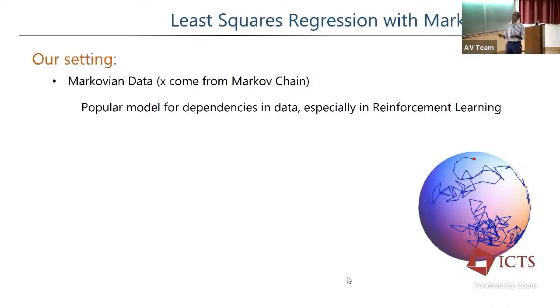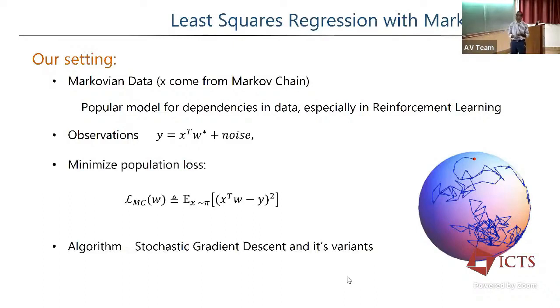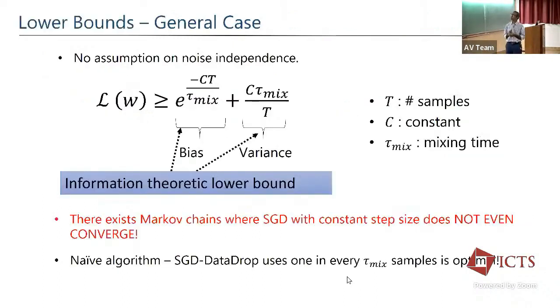So our setting is that our data points are coming from some Markov chain, and say we have some observations y equal to this data point x transpose w star plus some noise, and the goal is to minimize this least squares loss, and we want to focus on SGD and its variance, right? So the first result that we have in this phase is actually not very positive.